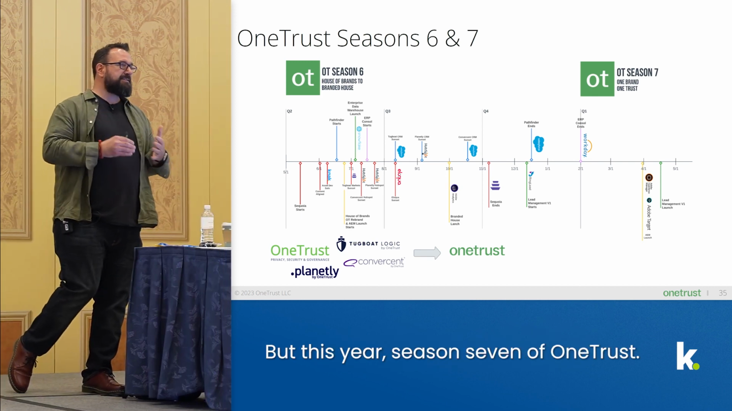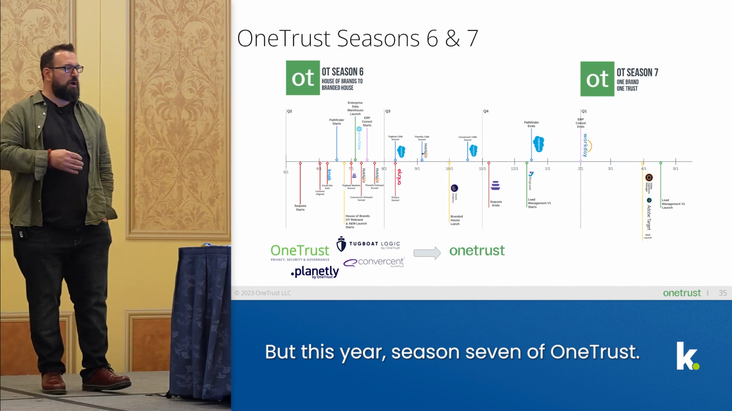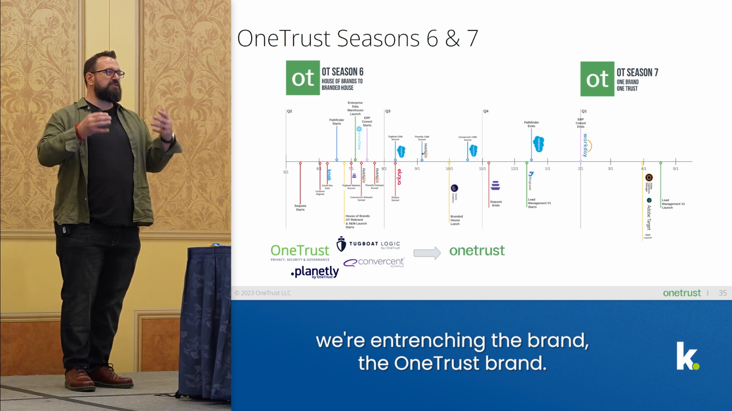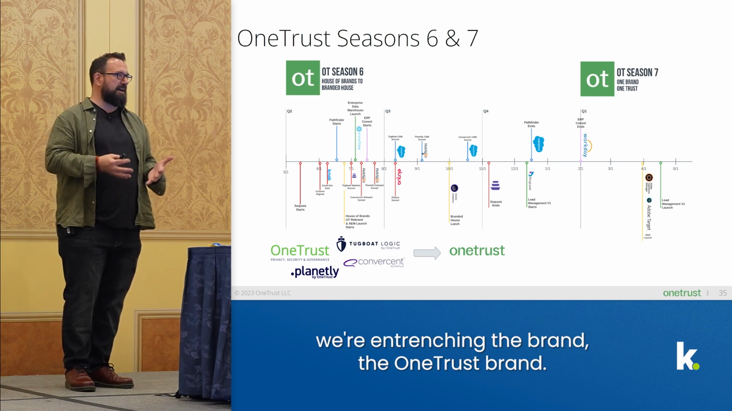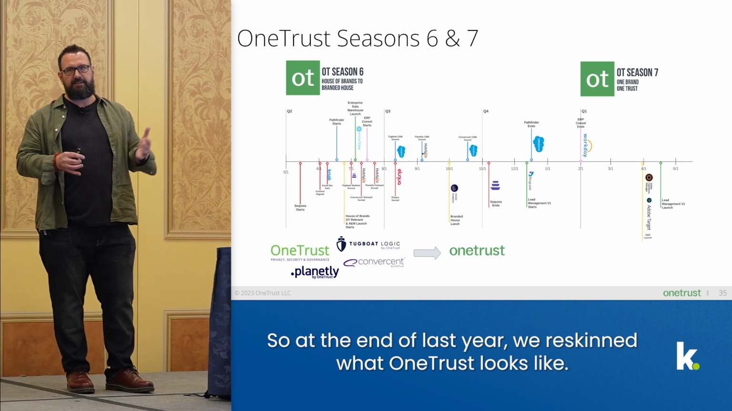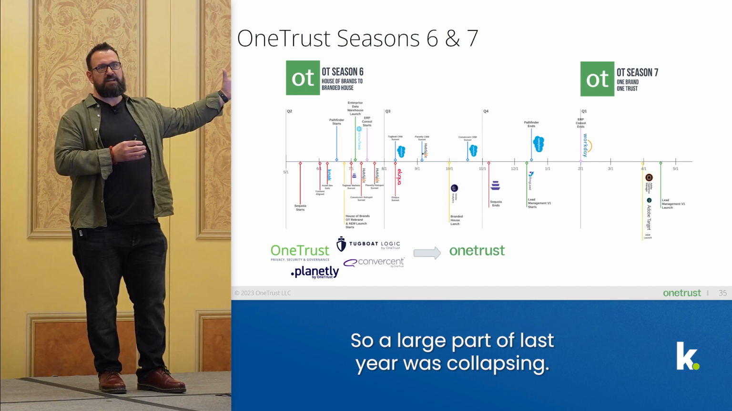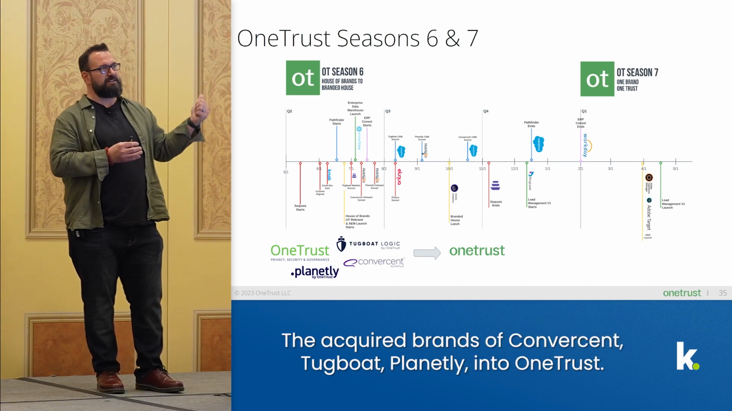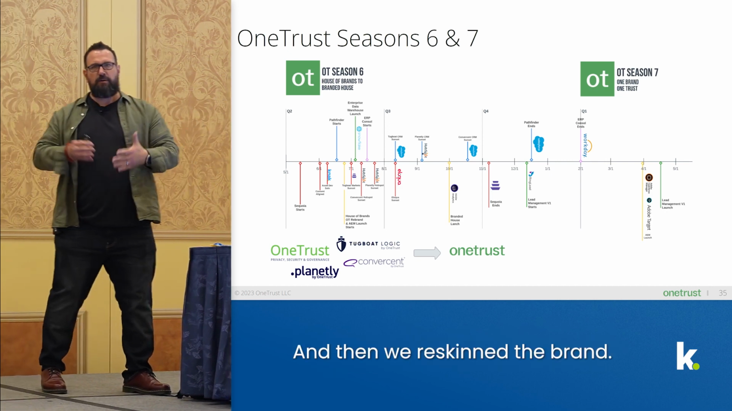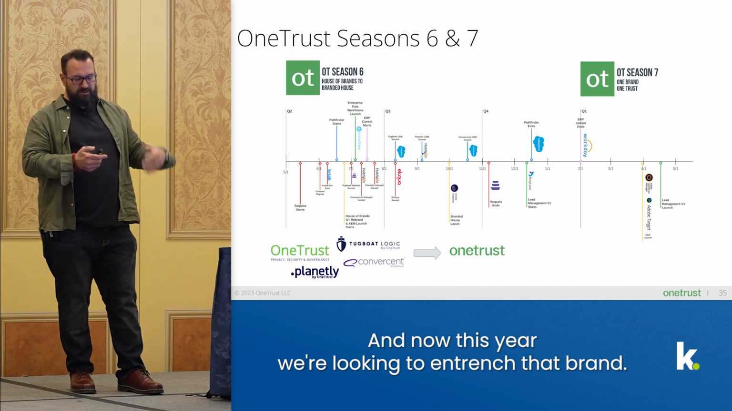But this year, season 7 of OneTrust, what we're doing is we're entrenching the OneTrust brand. At the end of last year, we reskinned what OneTrust looks like. A large part of last year was collapsing the acquired brands of Conversant, Tugboat, Planetly into OneTrust. And then we reskinned the brand, and now this year, we're looking to entrench that brand.